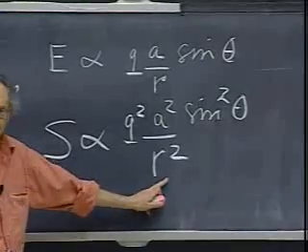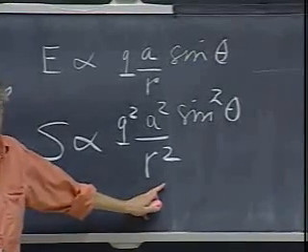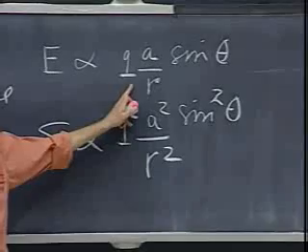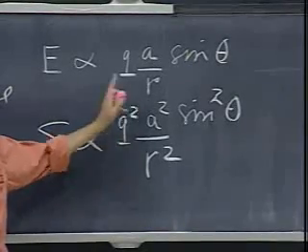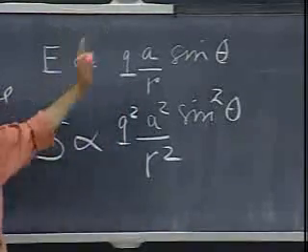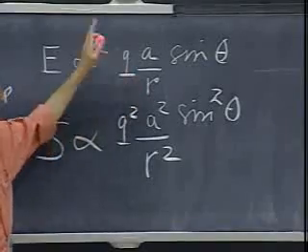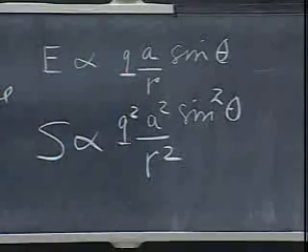And if you accept the fact that the Poynting vector falls off as 1 over r squared, then the E vector must fall off as 1 over r. Because the Poynting vector is the product of E and B, E and B must both fall off as 1 over r.